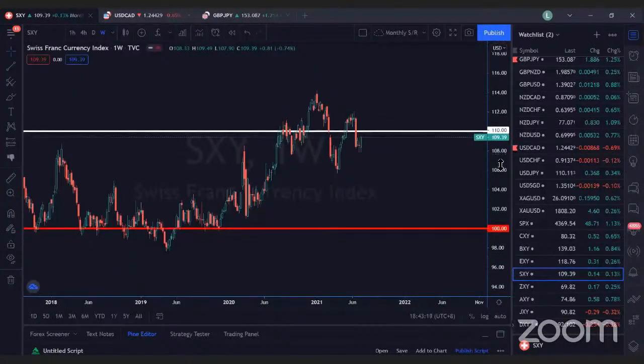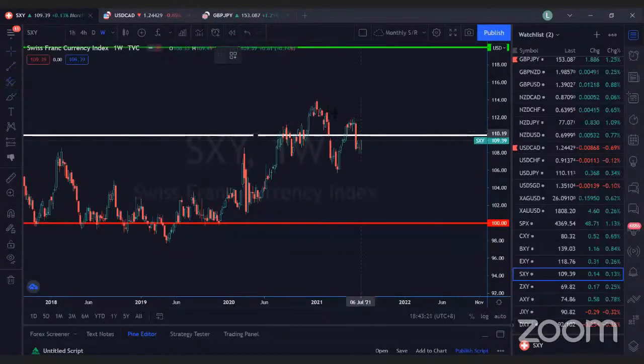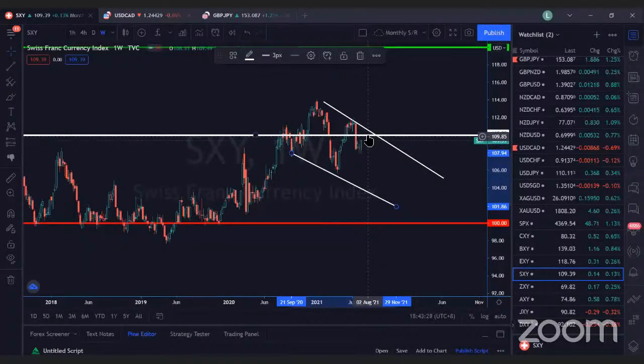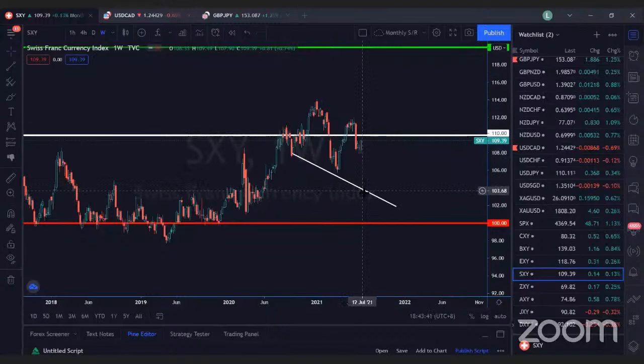Now Swiss, this is interesting. From a short-term perspective, you can see that price is giving me lower highs and lower lows. So essentially, I'm waiting for price to go back to 110, giving me a rejection, and then I can trade off this level. So for Swiss, for the immediate week ahead, I'm actually looking for short positions. There is a very, very strong inclination to it, so keep a lookout for Swiss.